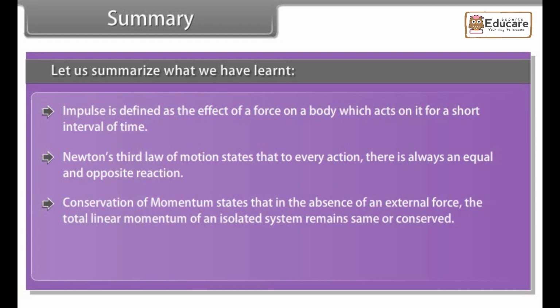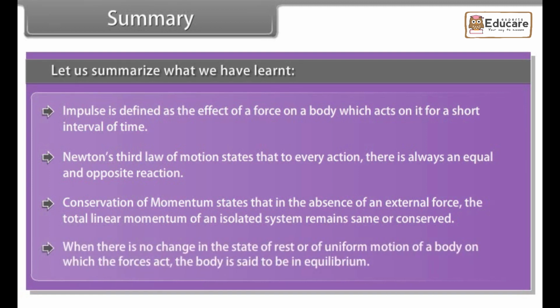Conservation of momentum states that in the absence of an external force, the total linear momentum of an isolated system remains the same or conserved. When there is no change in the state of rest or of uniform motion of a body on which the forces act, the body is said to be in equilibrium.